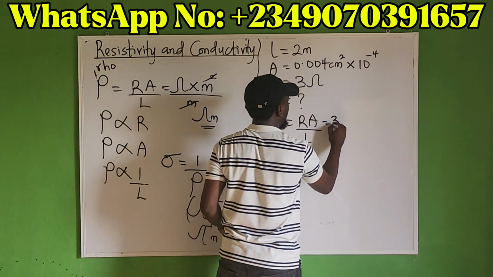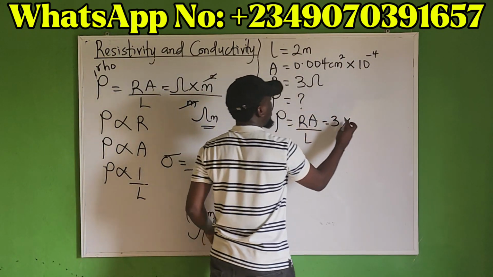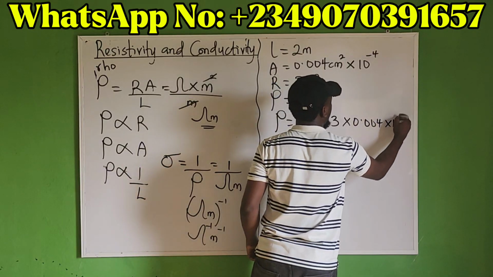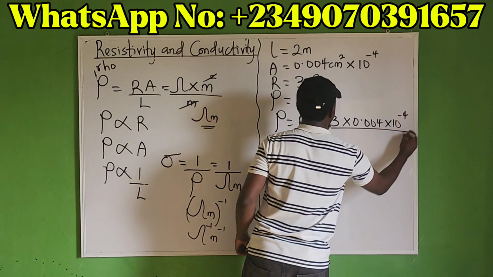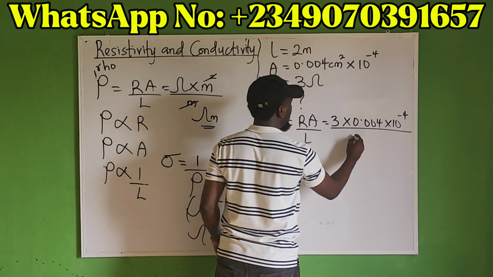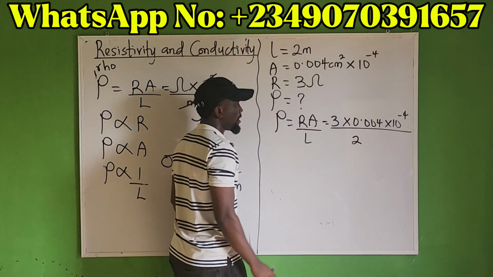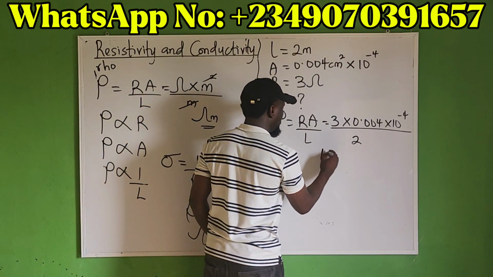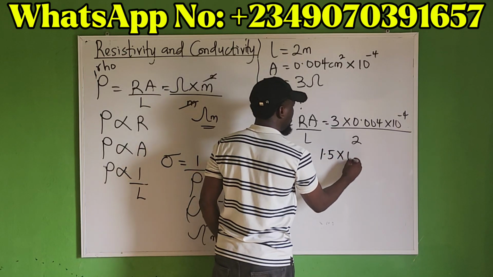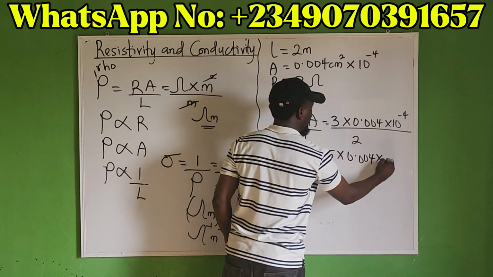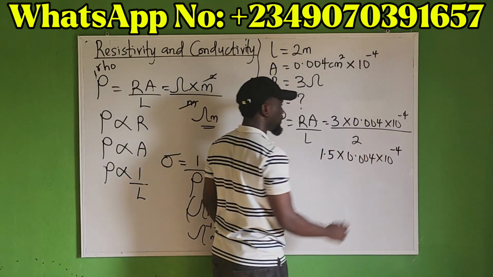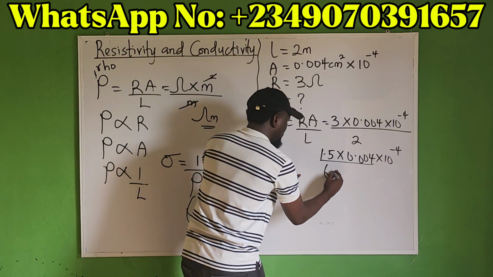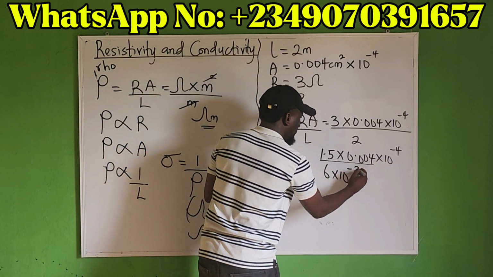So what is R? R is 3 multiplied by A, that's 0.004 times 10 raised to power minus 4, divided by L. L is 2. And 3 divided by 2 is 1.5. So we have 1.5 multiplied by 0.004 times 10 raised to power minus 4. When I multiply this, we have 6 times 10 raised to power minus 3.